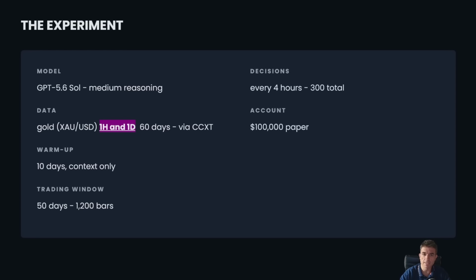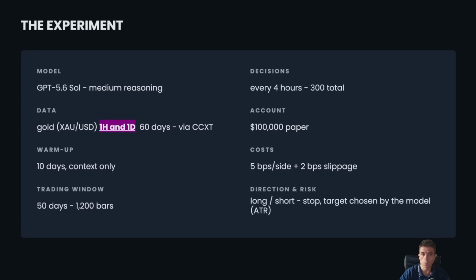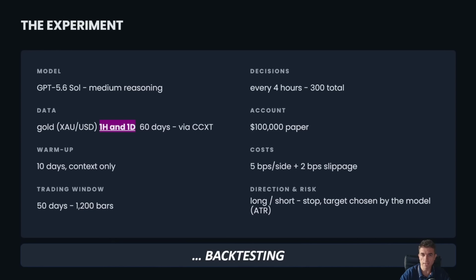The starting balance is 100,000 paper dollars, so I'm using a paper or a demo account. I also included trading costs, fees, and so on to make this test as real as possible. The test uses 5 basis points for commission on each side of a trade, plus 2 basis points for slippage. The agent can go long or short. It must also choose a stop loss or a take profit target, or decide when to close a trade. All of it is running in a backtesting style approach using the 1 hour time frame.